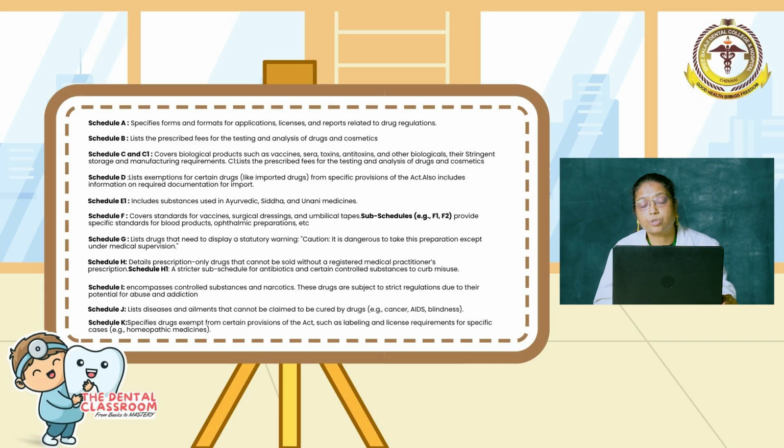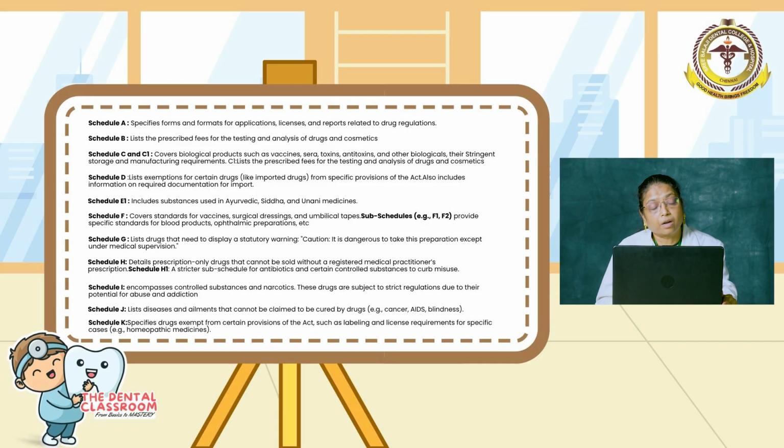Coming to Schedule G, it lists the drugs that need to display a statutory warning: Caution, it is dangerous to take this preparation except under medical supervision. Schedule H details the prescription-only drugs that cannot be sold without a registered medical practitioner's prescription. Coming to Schedule H1, it is a stricter subschedule for antibiotics and certain controlled substances to curb misuse.